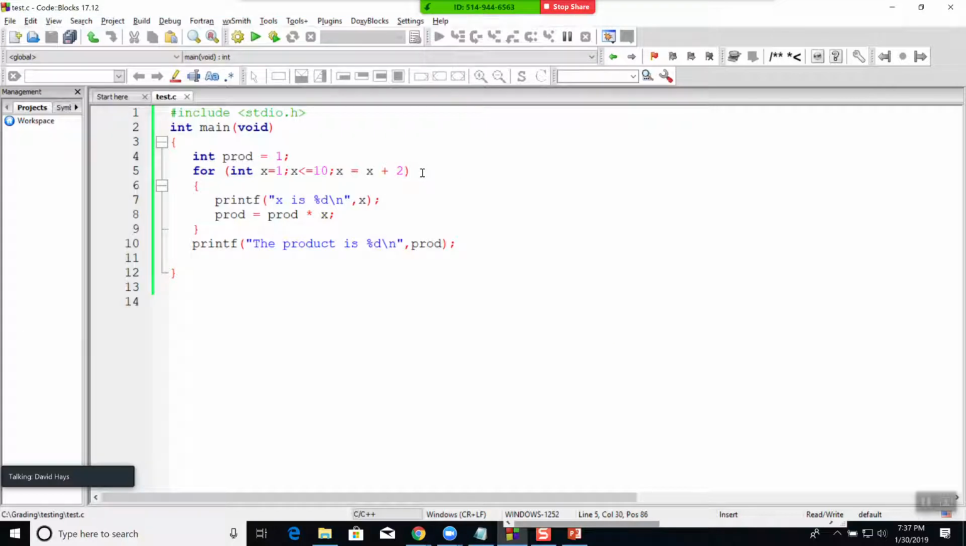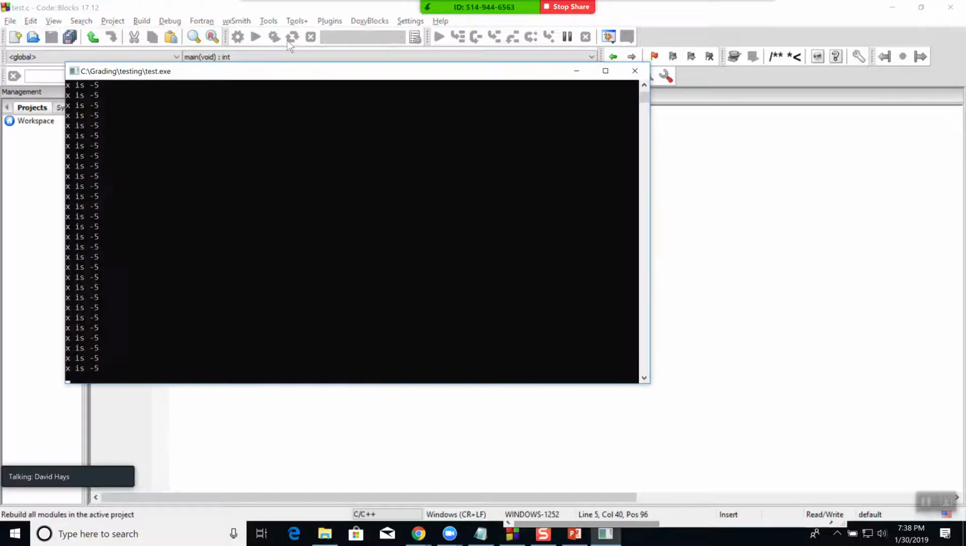You can do whatever calculation in here you want. I can take x times 2 divided by x. That's probably an infinite loop. I don't know. Minus 7. Because remember, these are all integers. I don't know. Let's try that. Looks like an infinite loop to me.